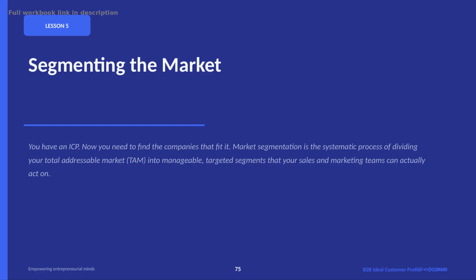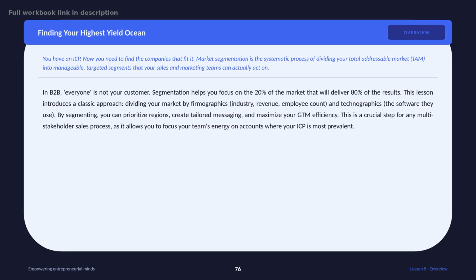In this one, you'll define your total, serviceable, and obtainable market, rank your top firmographic segments, and refine those segments with the specific technology signals that predict a real fit. In B2B, everyone is not your customer, and segmentation is how you focus on the 20% of the market that delivers 80% of your results.